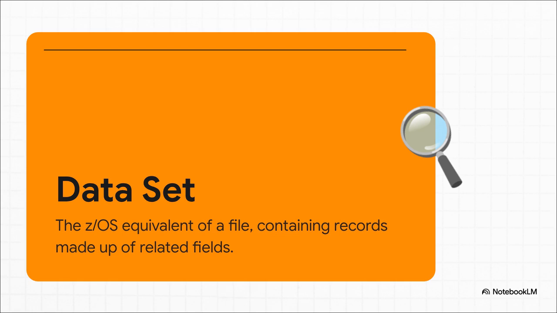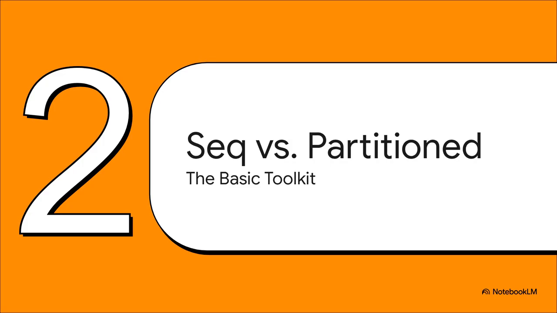Inside a data set, you have records. You can picture each one like a single row in a spreadsheet. And each record is made up of related fields, like an employee's name, their ID, and their department. It's a simple concept, but it's the foundation for literally everything else. So now that we know what a data set is, let's look at the 2 most basic models you'll find in the mainframe toolkit. These are the reliable workhorses that get used for all sorts of essential jobs.